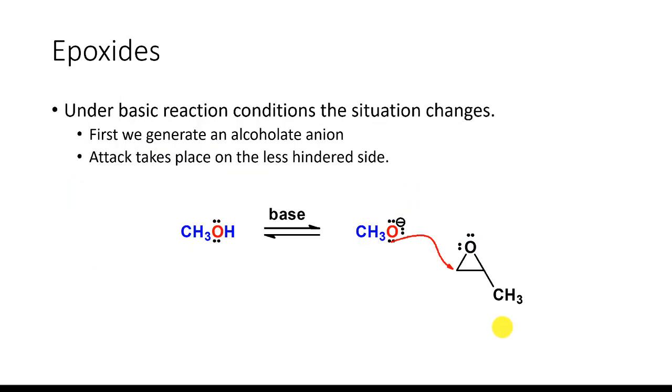Under basic conditions, the nucleophile ends up attacking the less substituted side, in part because that side is less sterically hindered, and also because the less substituted side is better at handling negative charge. The more substituted side has an electron donating group over here, and so it's less suitable for the attack of a negative charge.